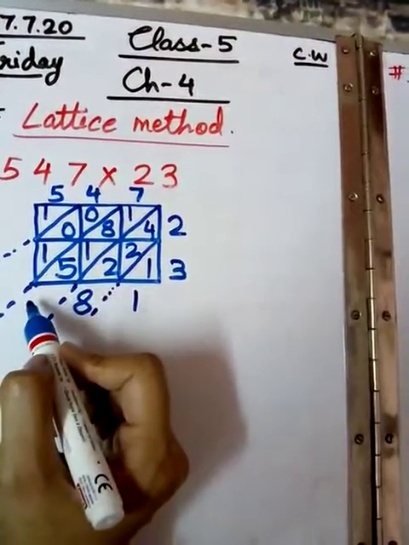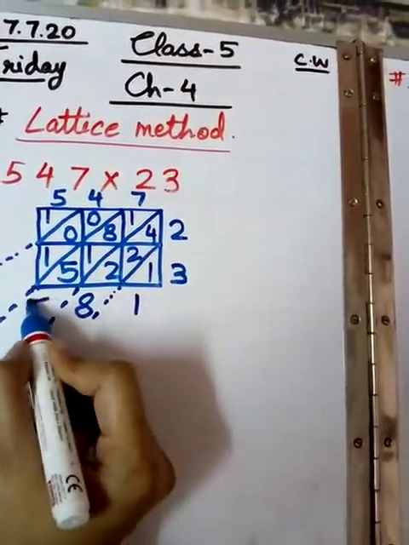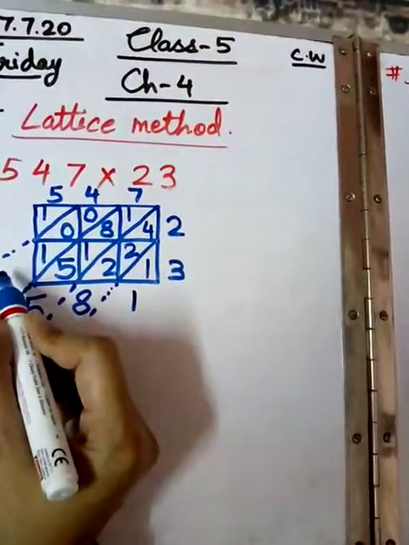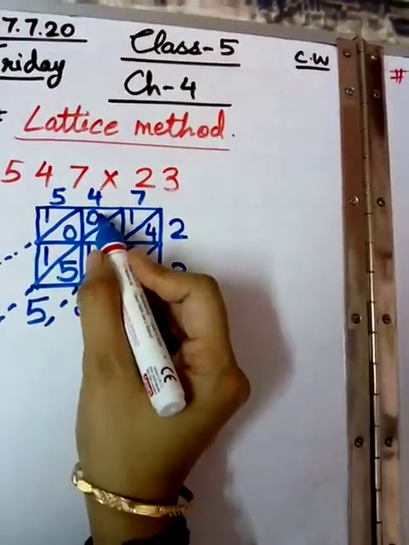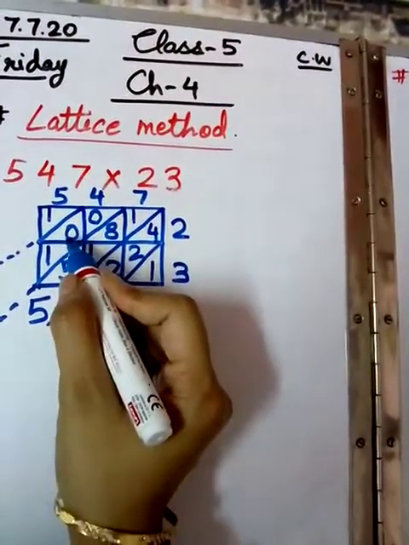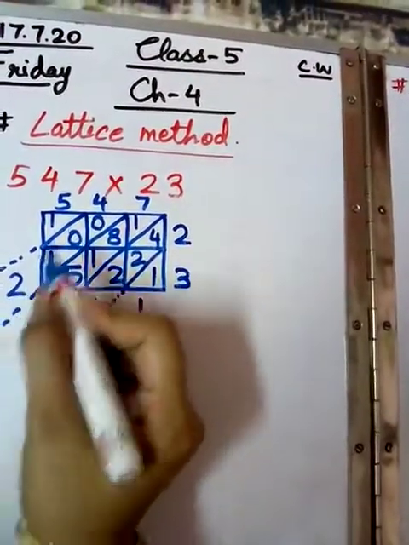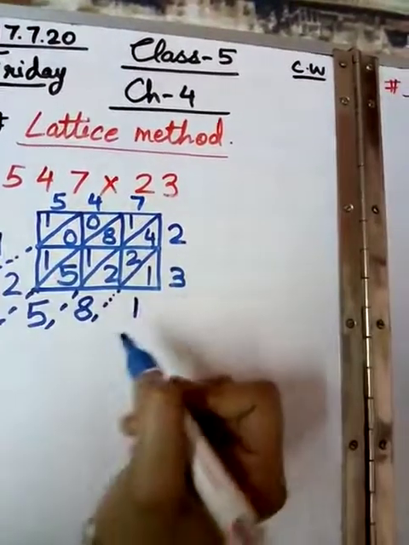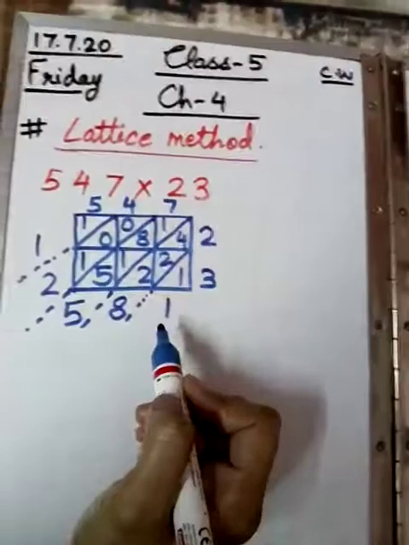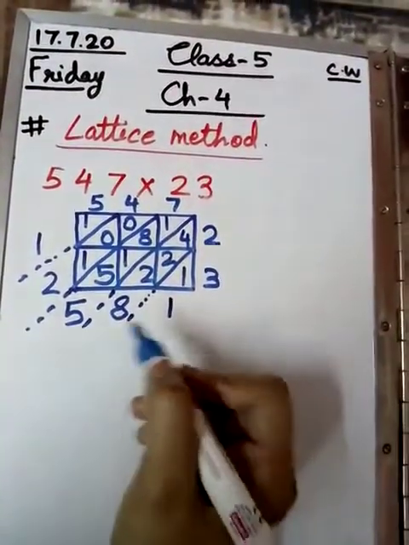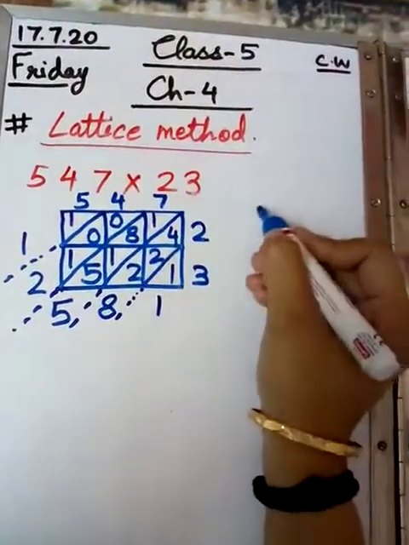Do not write a 2-digit number here. 15 means 5 here and 1 carry here. Remember, in this line we have to add 1 also as carry. So 1 plus 0 is 1. 1 plus 1 is 2. And here only 1. So what is your answer? 12581. Let us also check it with the normal multiplication.